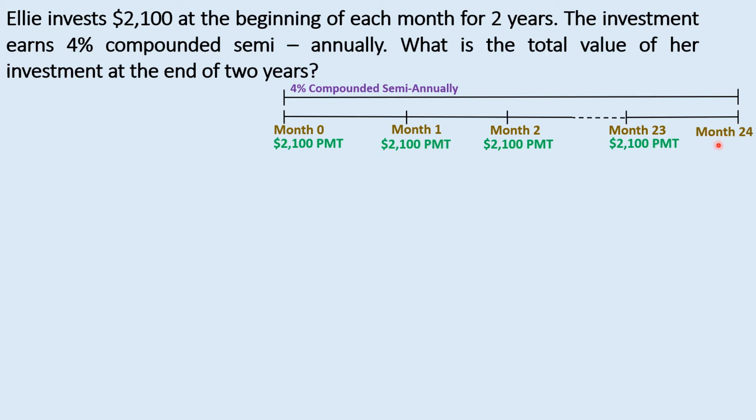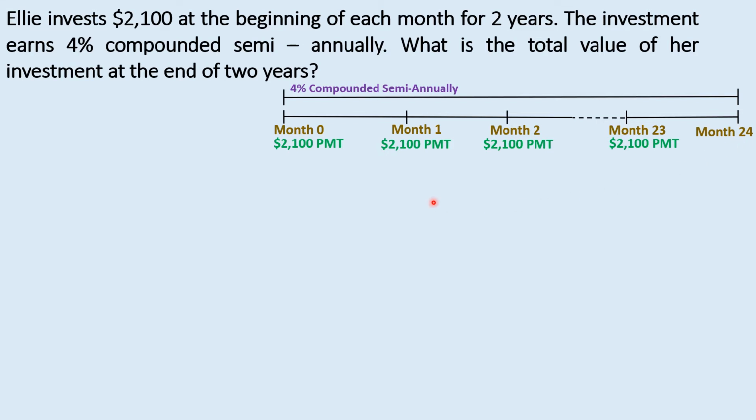Now you might ask, how do we get month 24? It's 2 years that the total investment is being made for, and it's being made on a monthly basis, right? 2,100 at the beginning of each month. So 2 times 12 months in a year gives us 24 months of total investment.